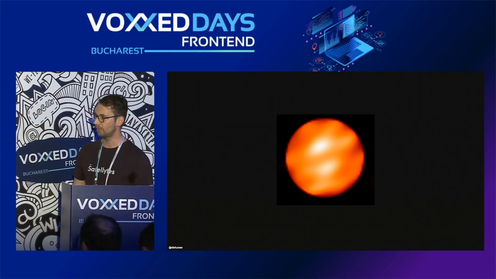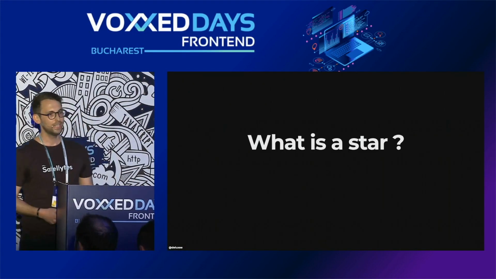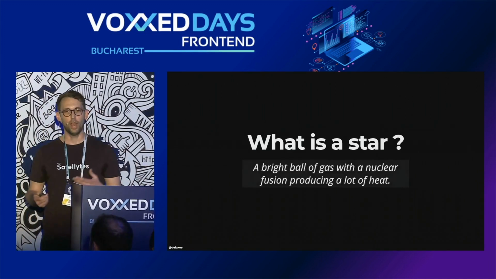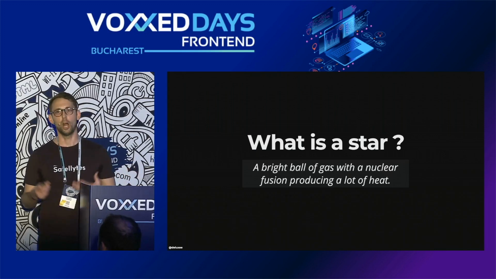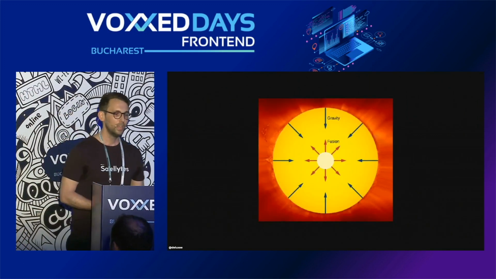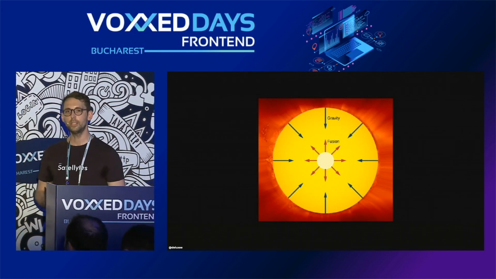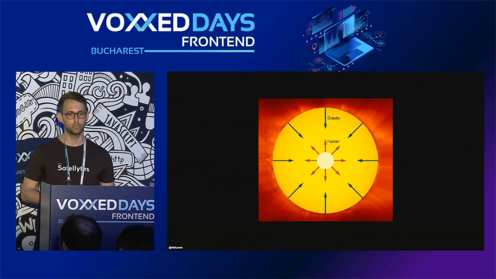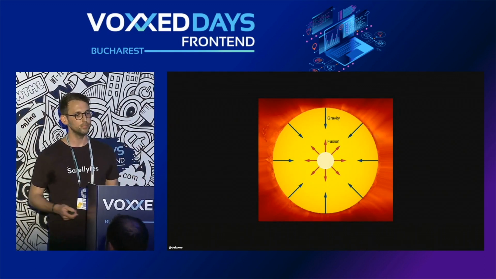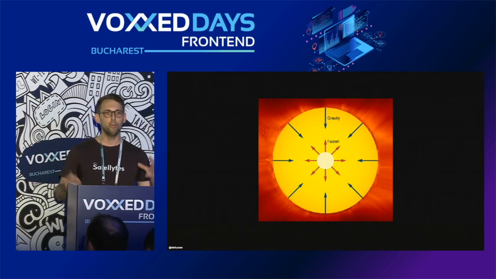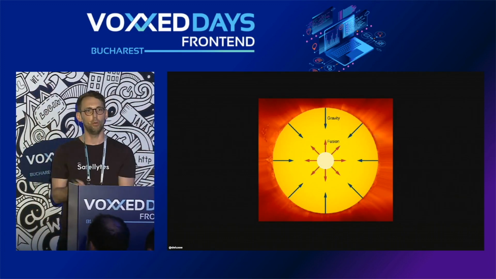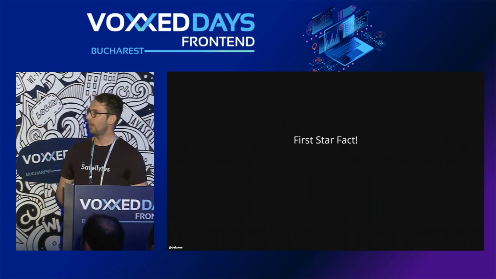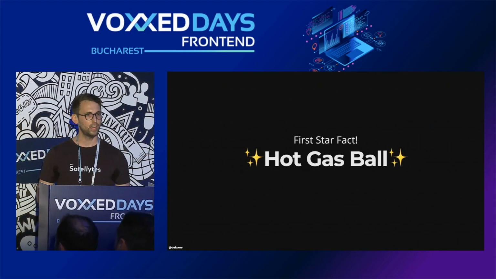Let's ask our first question. What is a star? The scientific answer is a bright ball of gas with a nuclear fusion producing a lot of heat. If you cut open a star, you can see it burning in the center. And usually everything would fall apart because of all the heat it's producing. It's the gravity that keeps everything in balance and shapes it like a ball. And did you notice? We earned our first star fact, hot gas ball.